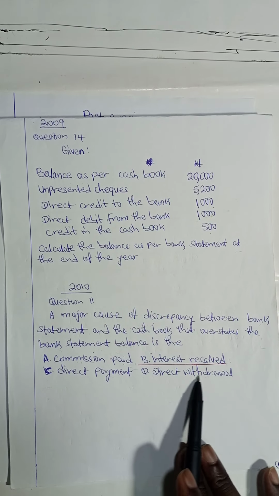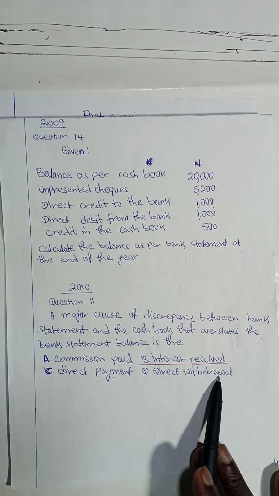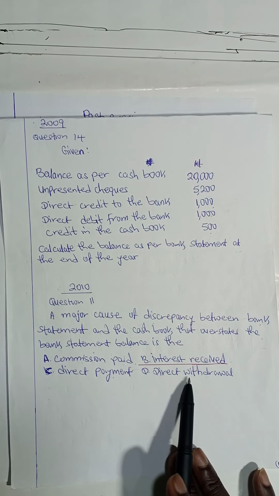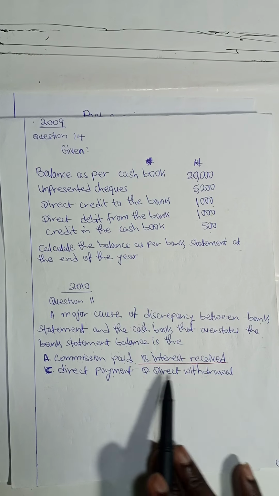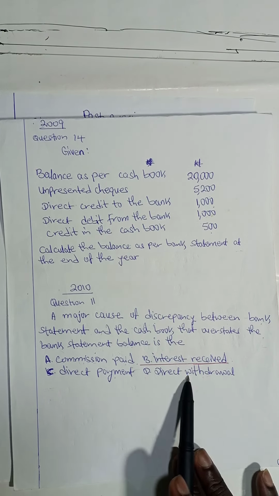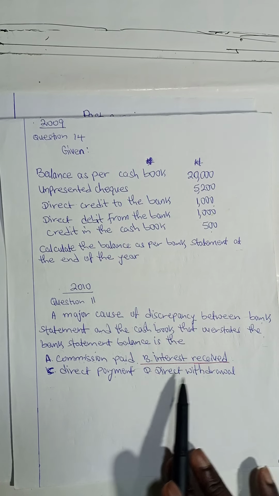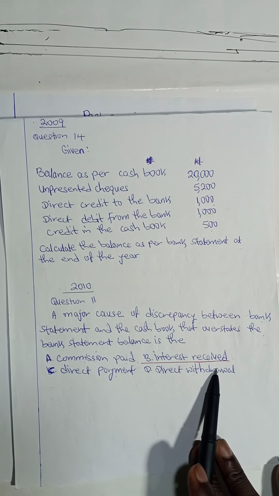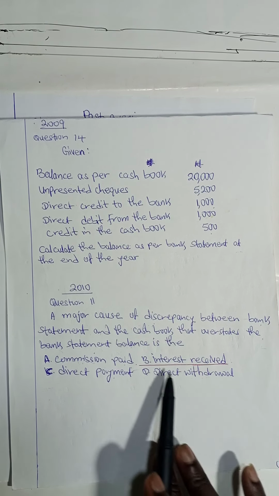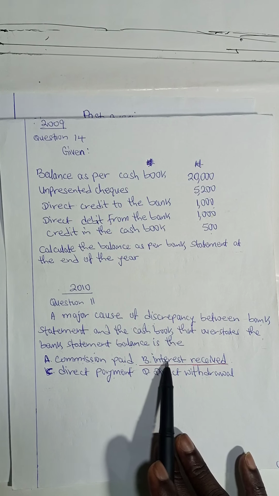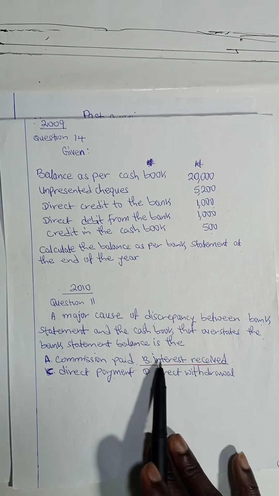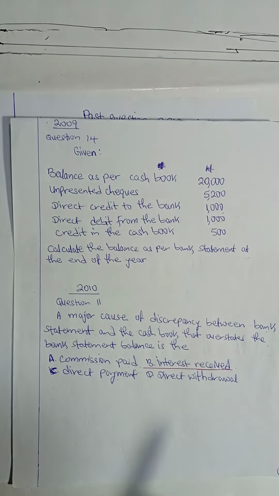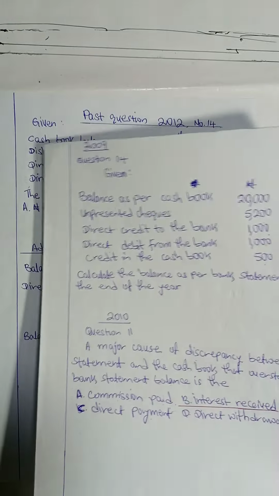So let's look at this direct withdrawal. This is a withdrawal from the bank account of the account holder. This one also can never overstate the bank statement balance, because this one will reduce the liability of the bank. It's going to reduce the bank balance of the account holder in the bank statements. So this is the only item, interest received, that will overstate the bank statement balance. So that's for that.